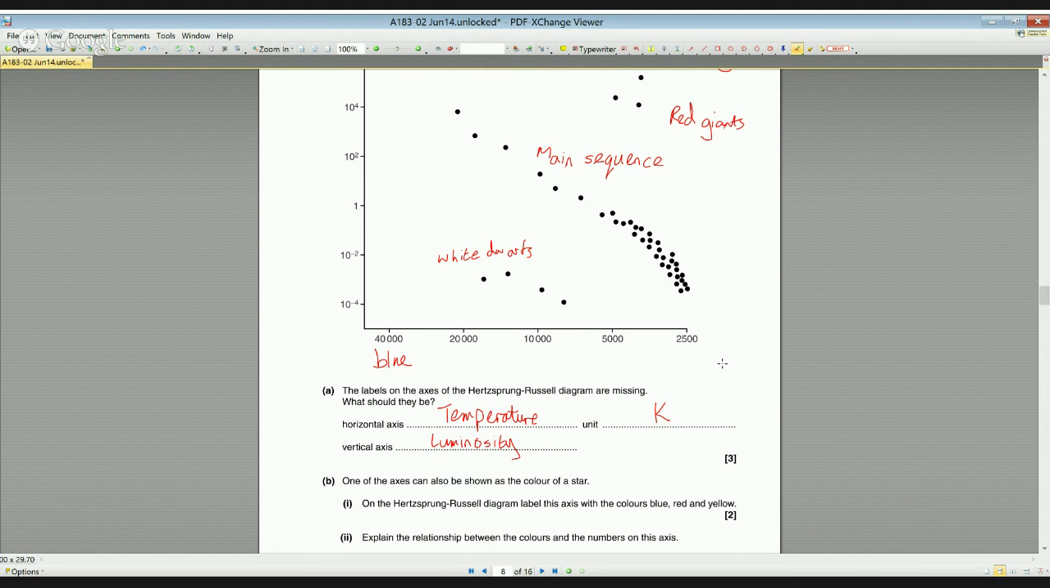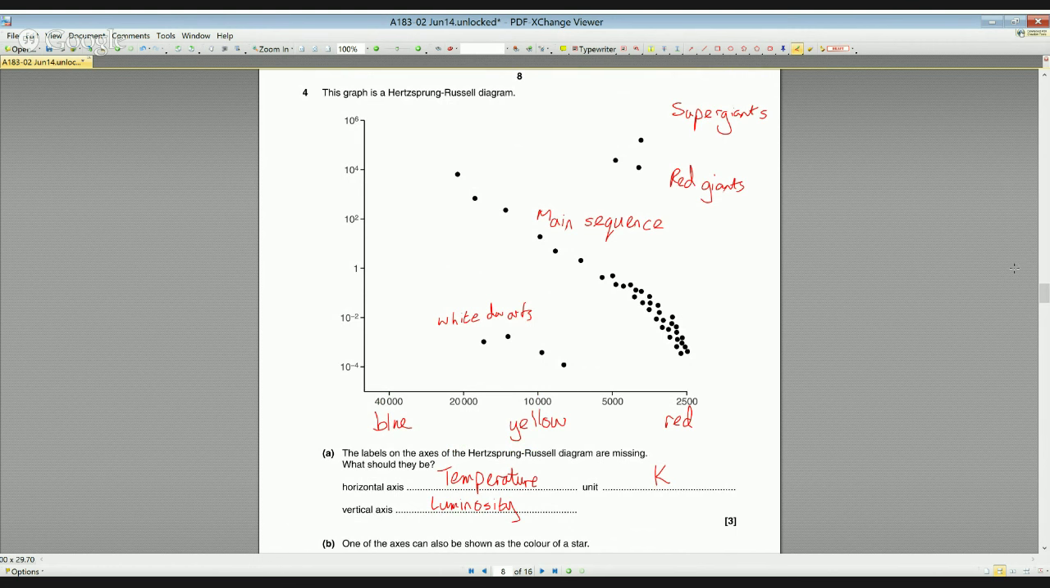Red, however, is the cooler of the colours. A cooler star will be red, and in between we will have yellow. And your knowledge of the Hertzsprung-Russell diagram should help you with this. You can see the red giants are at this end of the chart. The main sequence stars, like our sun in the middle somewhere here, is yellow, and then the hotter white dwarfs through to the really hot stars are blue at this end.